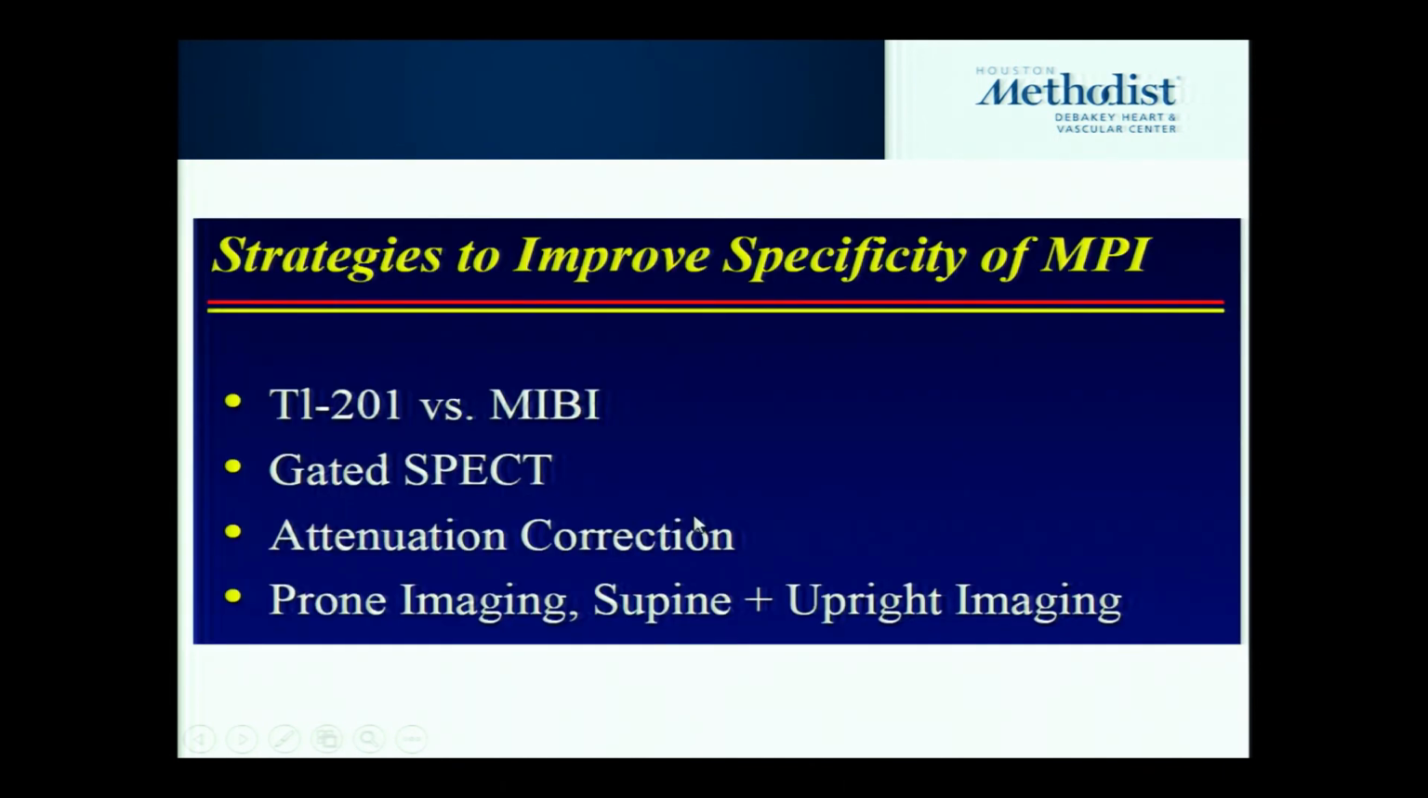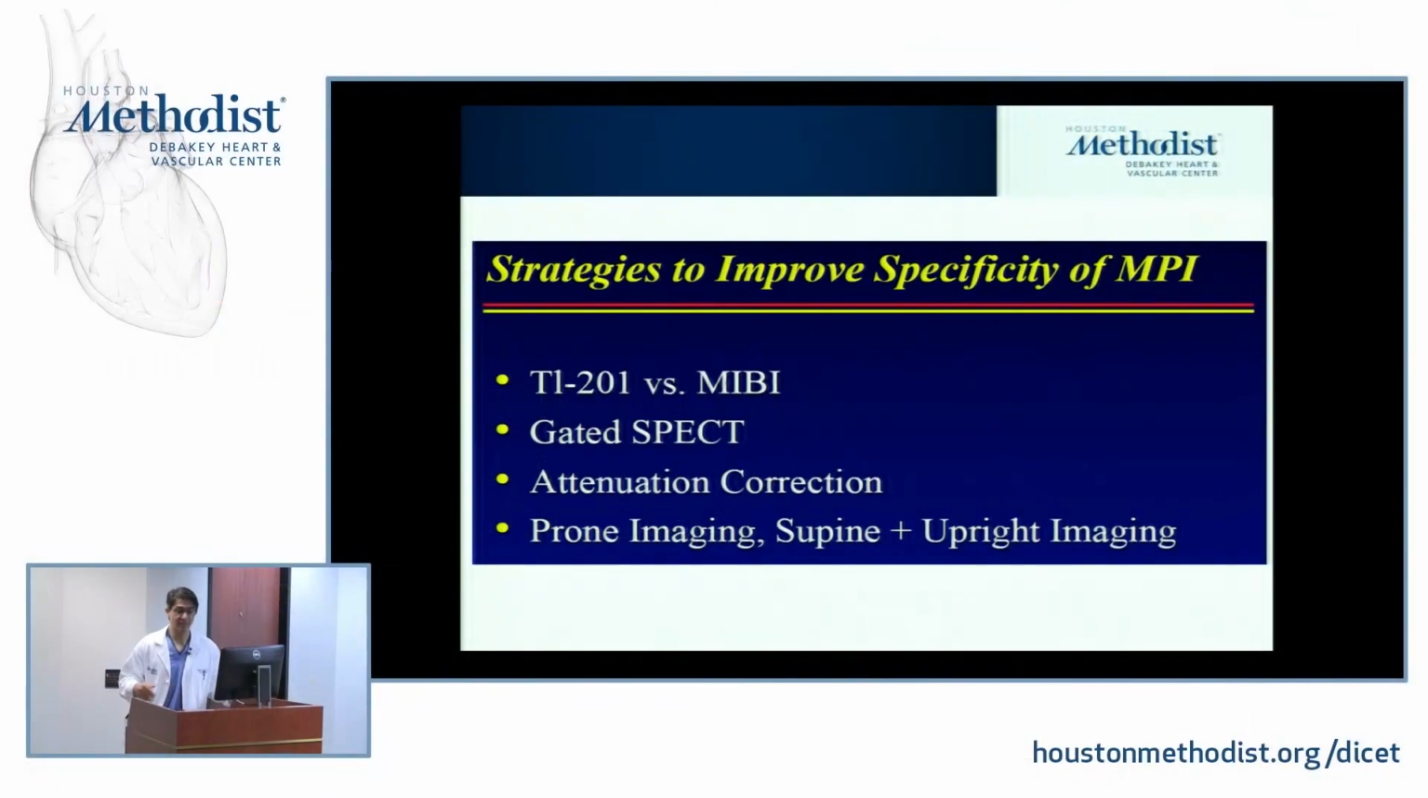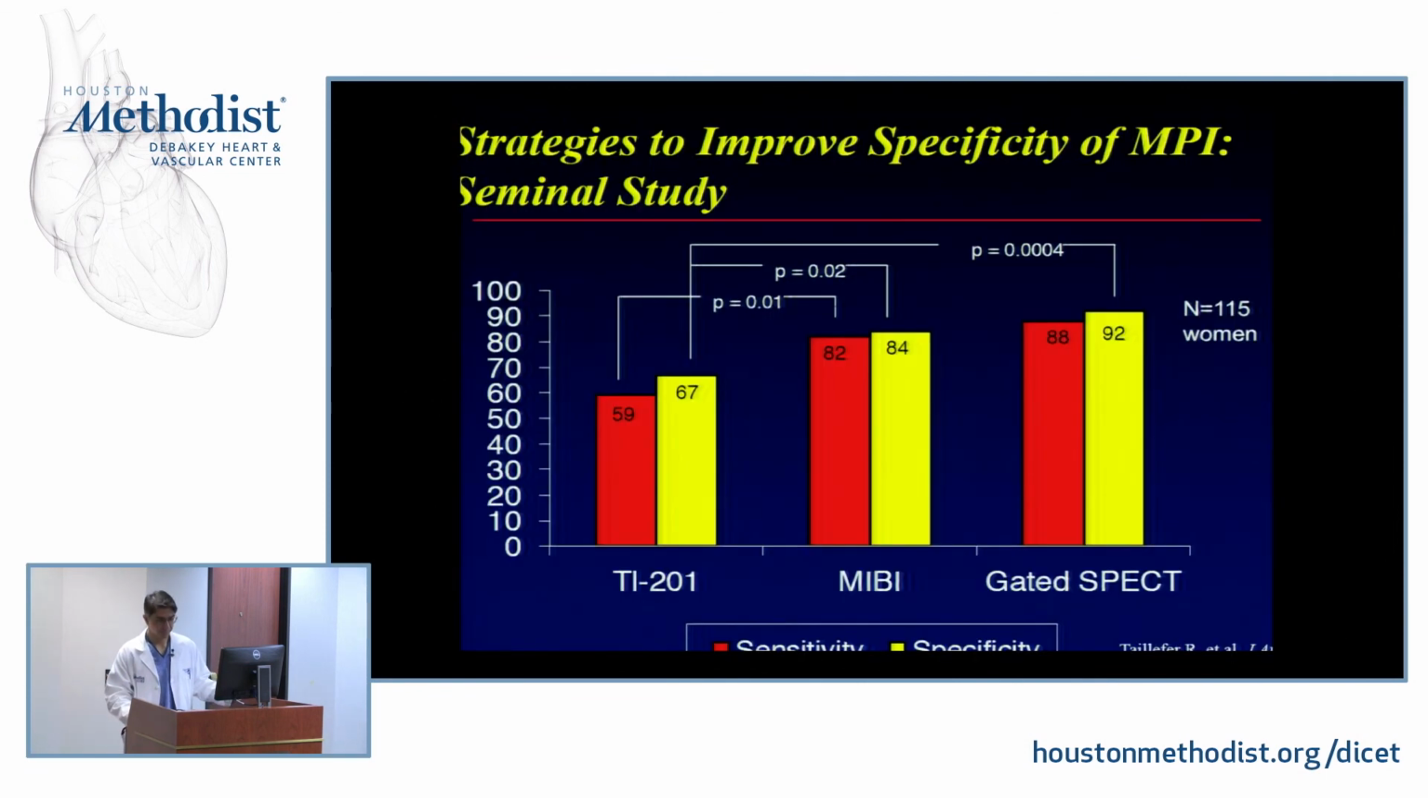So the question is, how do we improve specificity with nuclear? There's actually a couple of different ways. It can be based on the radiotracers you use. If you're using gating, that will help you improve specificity. If you use attenuation correction, which we use, that helps improve specificity. And then something new you've been seeing in our lab, the prone imaging, will help you improve specificity. So these 4 things we do routinely in our lab today. And why do we do them? The reason is because we're trying to improve our specificity.